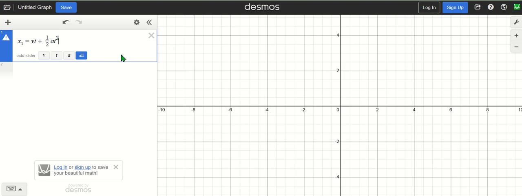Now what I want to do is restrict the time values that I could use. So my time has to be greater than or equal to 0, but it also has to be less than or equal to my equation. So I had 2v sine of my angle divided by 9.8. Okay, so I'm going to copy this and put it into the next line.